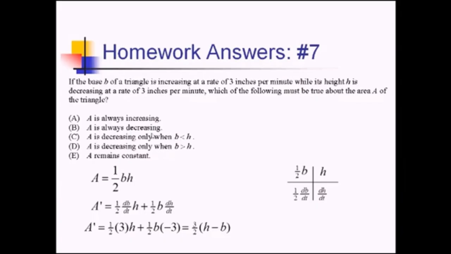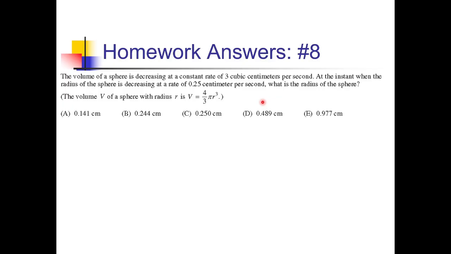One possibility, decreasing if b is less than h. Other possibility, decreasing if b is greater than h. Well, let's look at this here. If b is greater than h, then a prime is going to come out negative. So that's going to give us answer choice D out of those two.